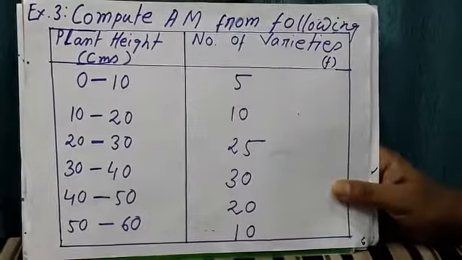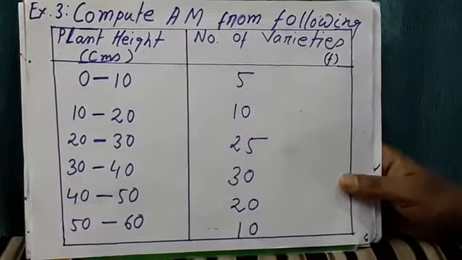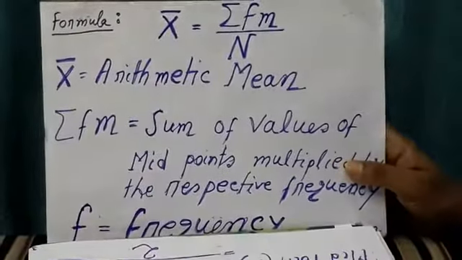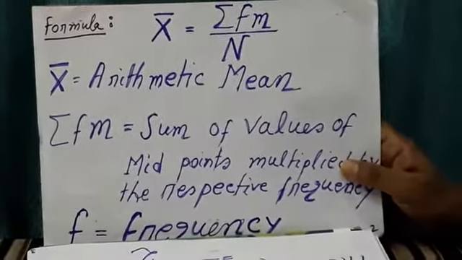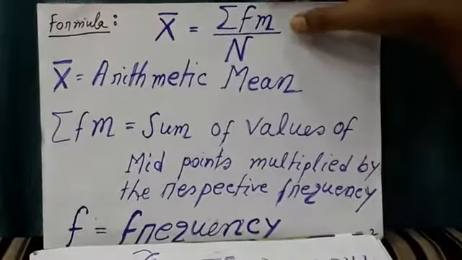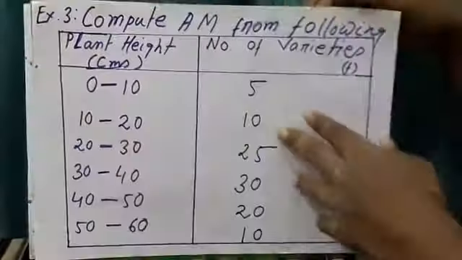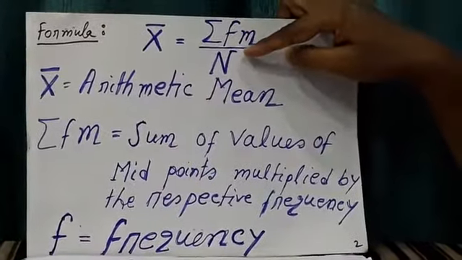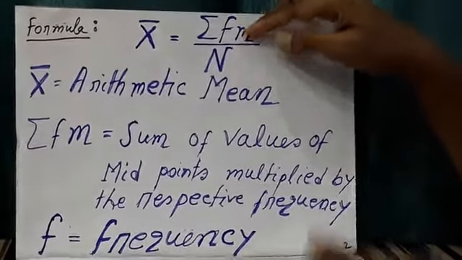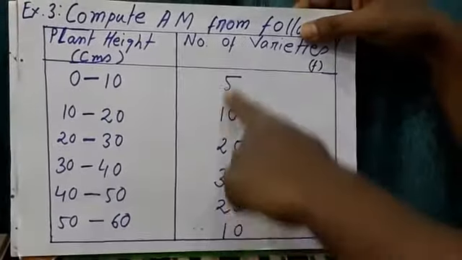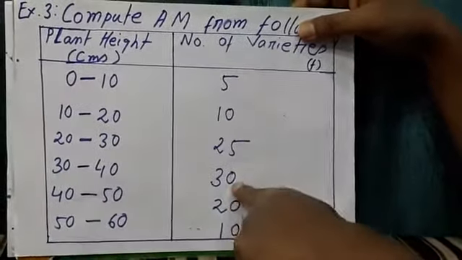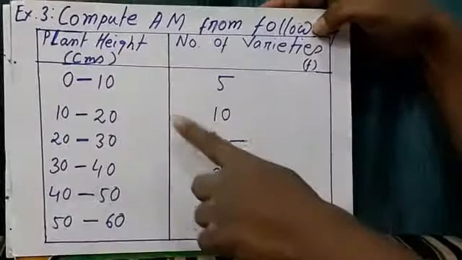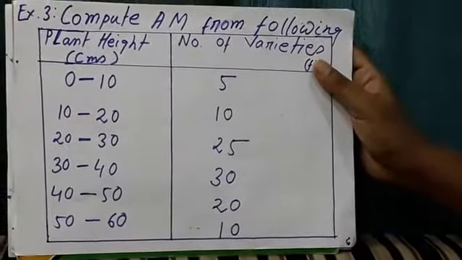In this case, we will use this formula, where x bar equals summation fm by capital N. It means here f is given. It is f, the frequency. N is capital N, the sum of frequencies. We can get the sum of this, so this is not a problem. The problem is what? The m, the mid value. It means from this problem we have to find out the mid value.